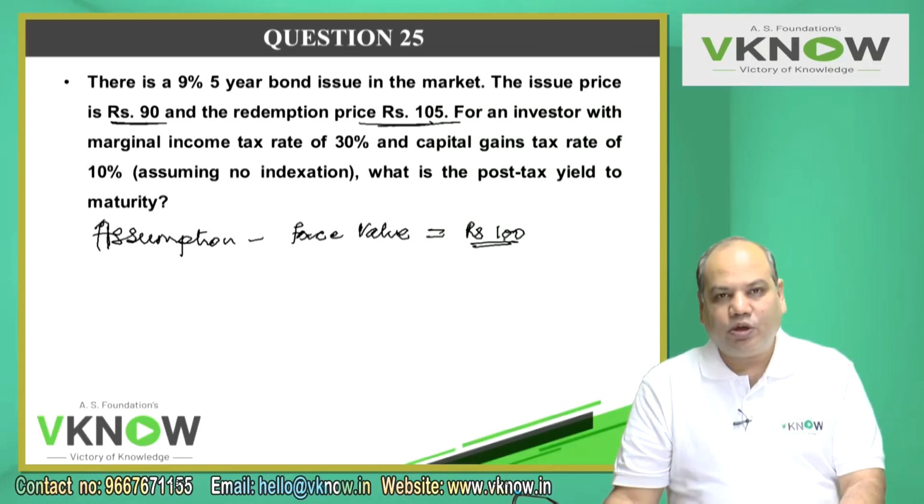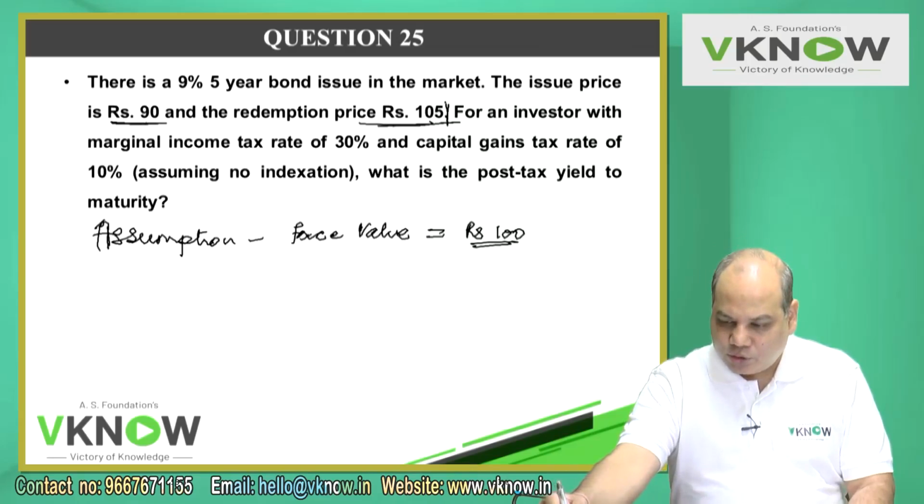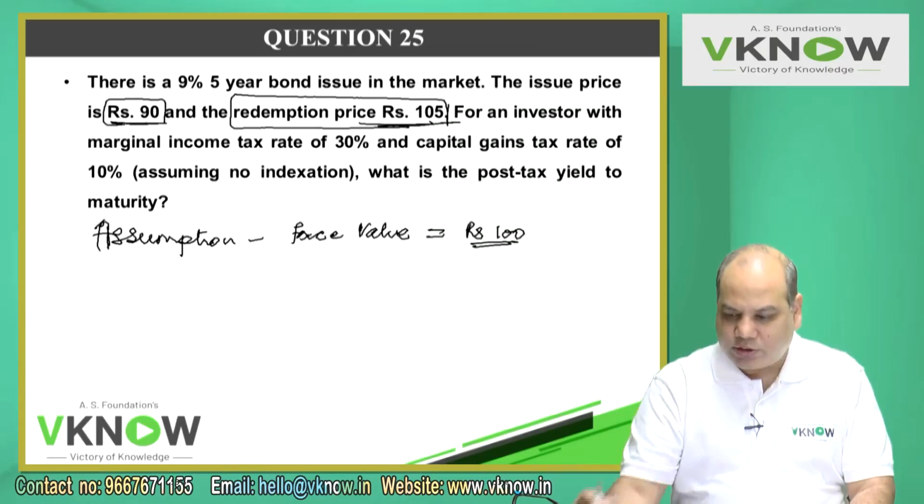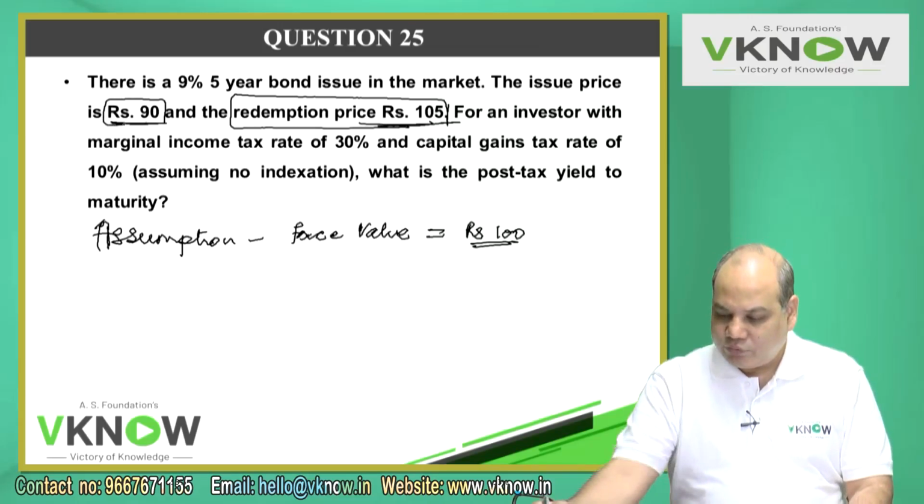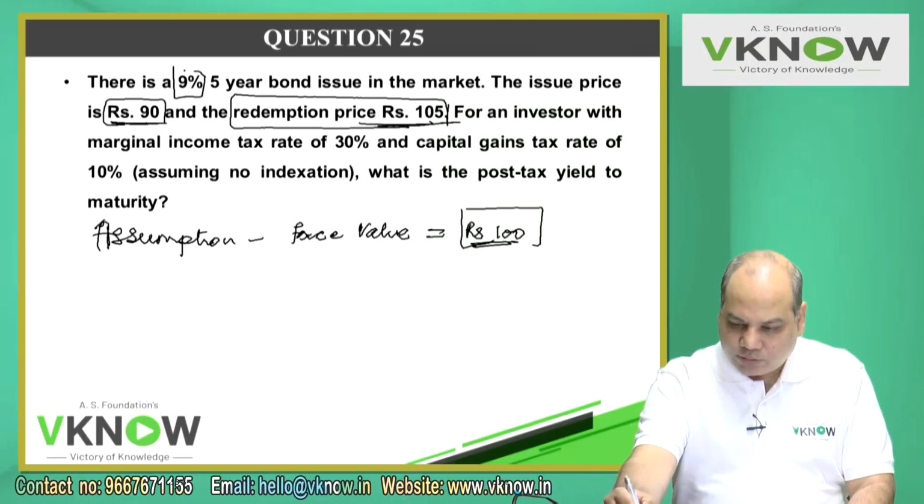Because normally a bond is issued with a face value of 100, 1000 like that. So if the problem gives you issue price, redemption price which are close to 100 rupees like this, then you can safely assume that the face value is rupees 100. Why do I need face value? Because I need to compute the coupon.